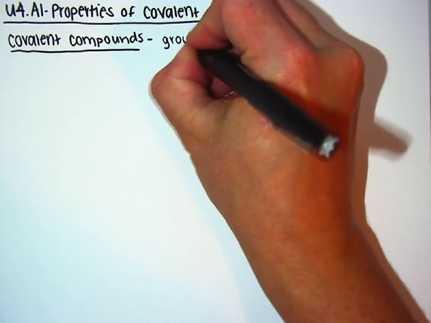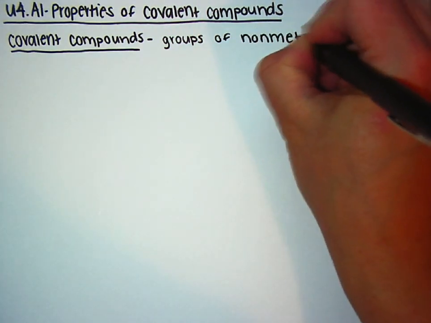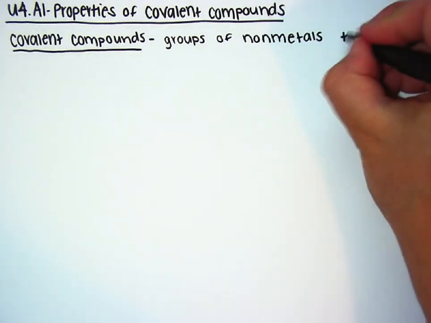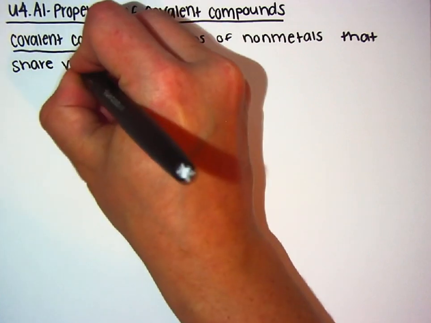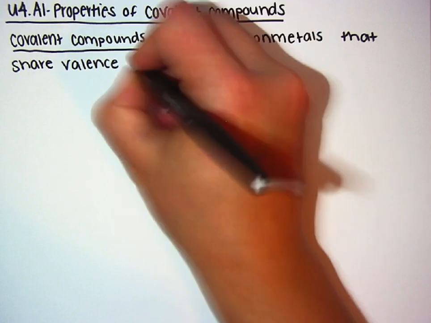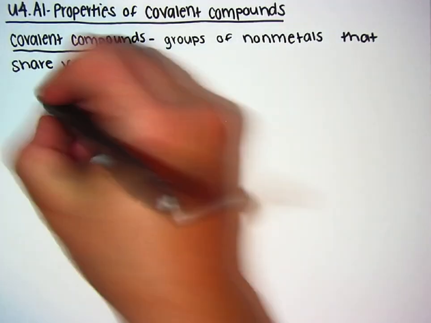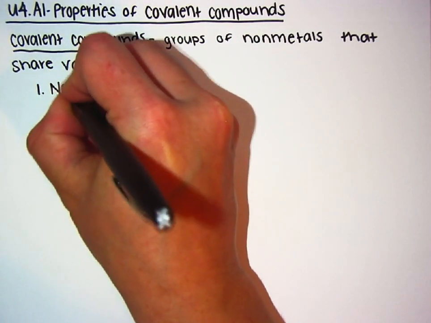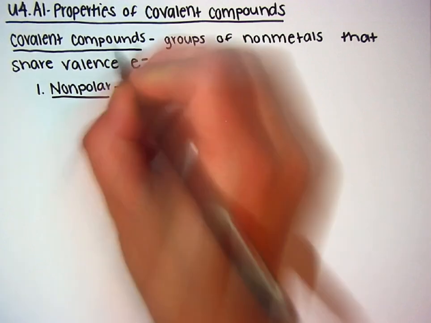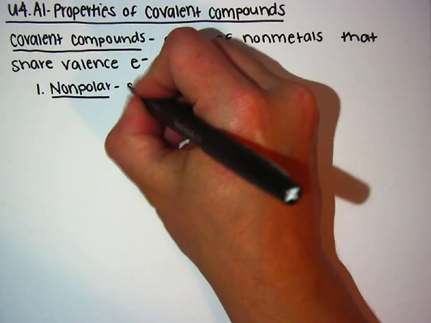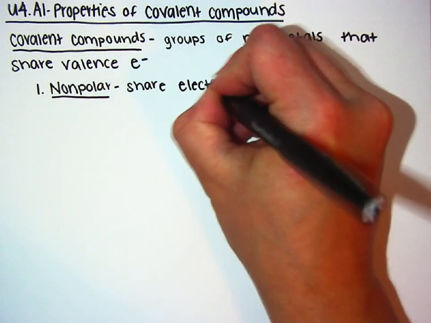Covalent compounds are formed between groups of nonmetals that share valence electrons. There are two types of covalent compounds. So we can have something called a nonpolar covalent compound. And what makes something nonpolar is that the atoms are going to share those electrons equally.